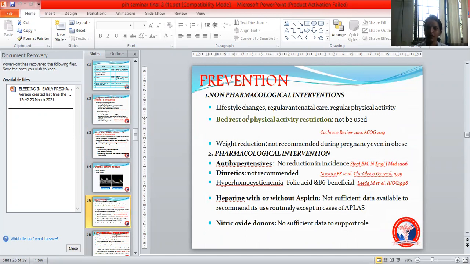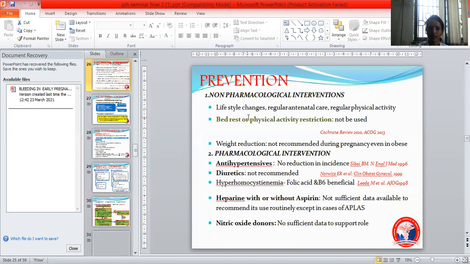Pharmacological interventions like antihypertensives, which are used prophylactically, also show no reduction in incidence. Diuretics are not recommended. In hyperhomocysteinemic individuals, folic acid and B6 are to some extent beneficial. Heparin with or without aspirin, again no sufficient data is available except in certain conditions like patients with antiphospholipid antibody syndrome. Nitric oxide donors, again no sufficient data. So all these have only been trialed and used in studies. Nothing has been recommended.